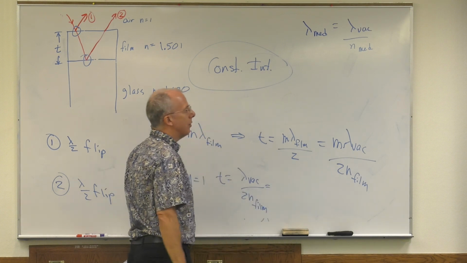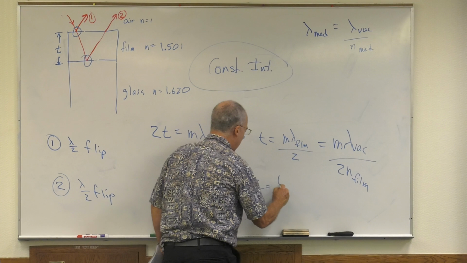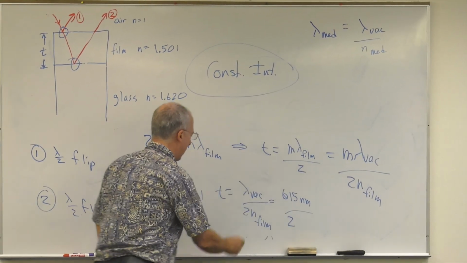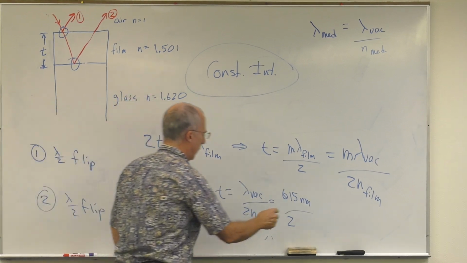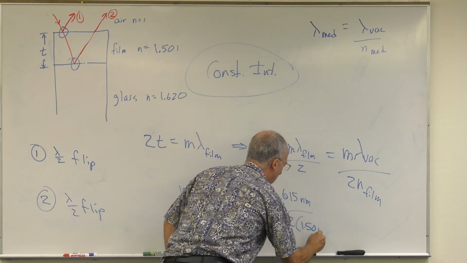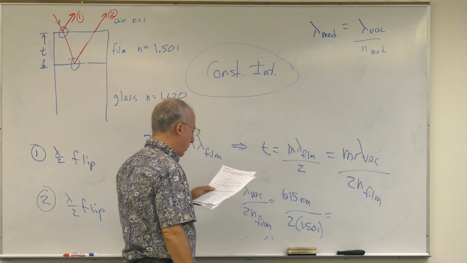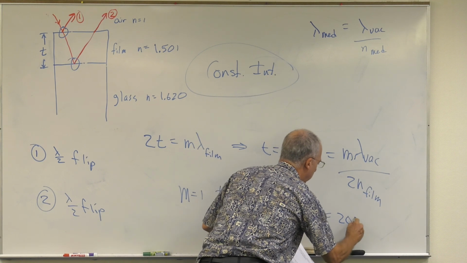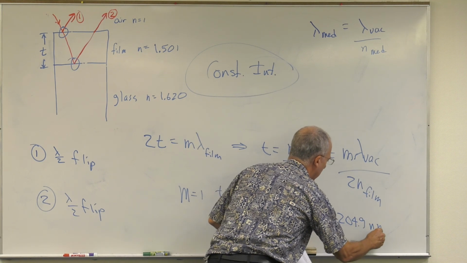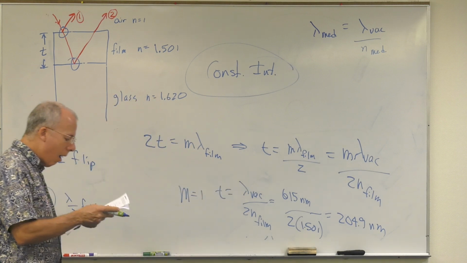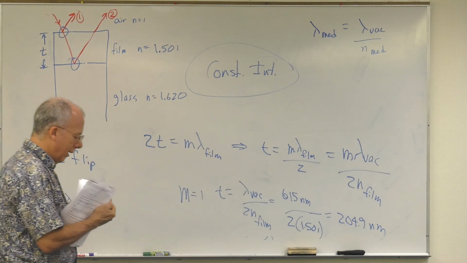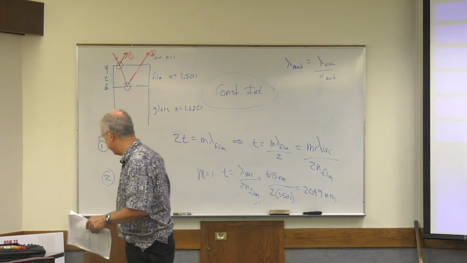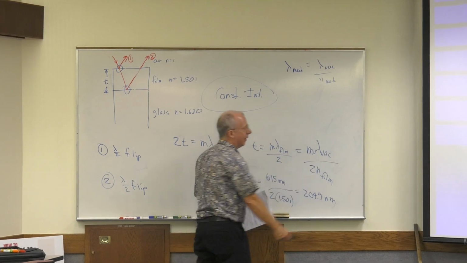Now let's just do it. So lambda vac is 615 nanometers. Okay, 2n film is 1.501. And I promise you do that, you get 204.9 nanometers. There you go. Okay, make sure you can do those. All right, last topic.